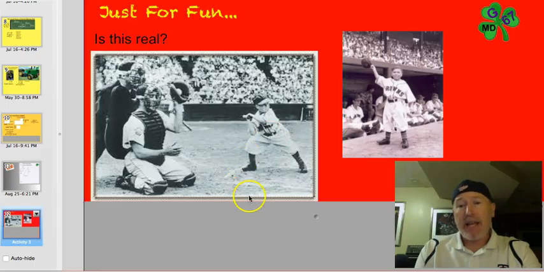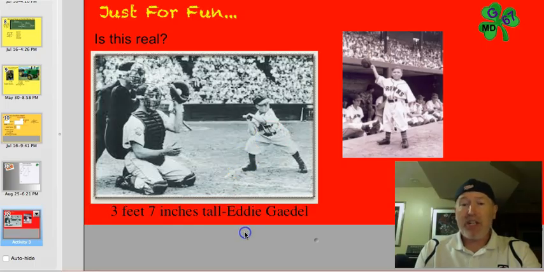This guy's name is Eddie Gaedel. He's 3 feet 7 inches tall. He was hired on a 1-day contract by this guy named Bill Veeck, a long time ago, to play baseball for the Browns. They send him up to bat. He's 3 foot 7 inches tall. The other coach is going crazy.